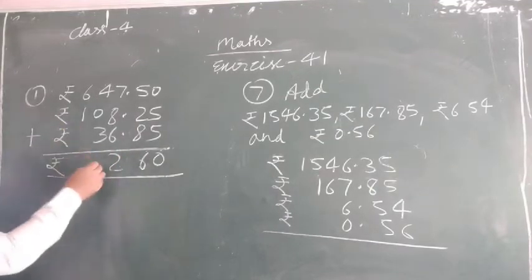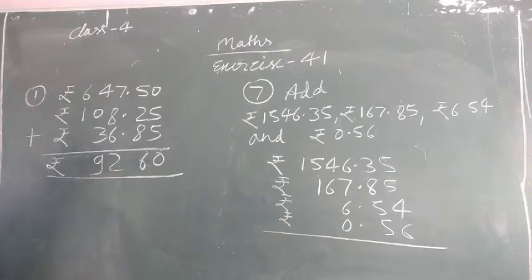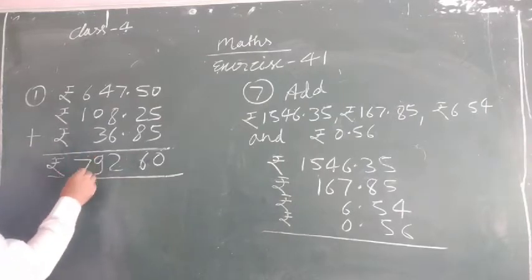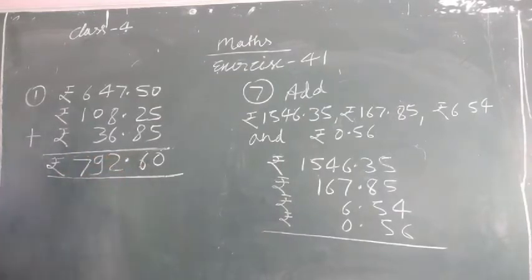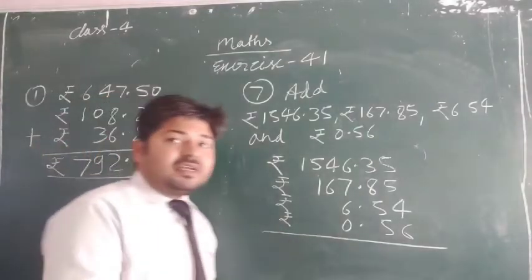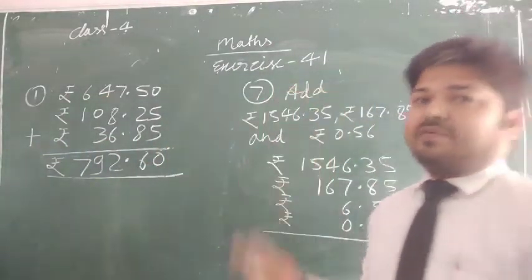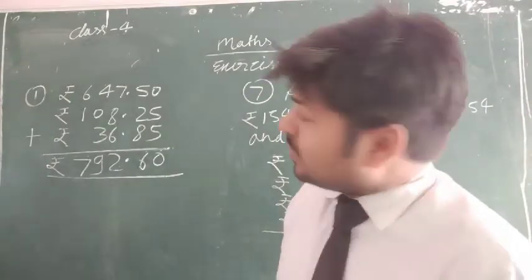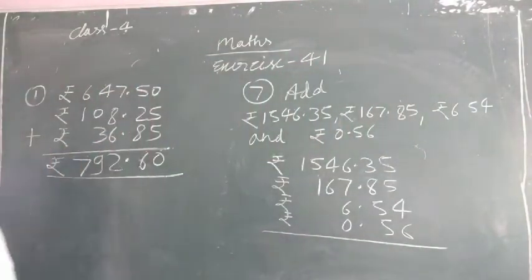4, 3, 7, 2, 9, 6, 1, 7. So what is your answer? And the decimal will be here in line. In decimal addition, the decimal should be in line. Okay. So this is your answer, rupees 792.60.